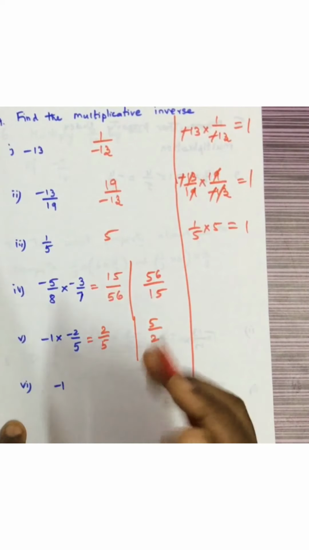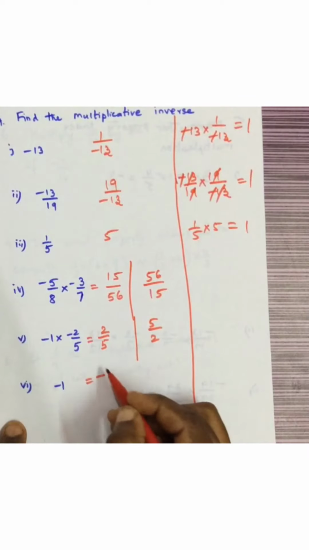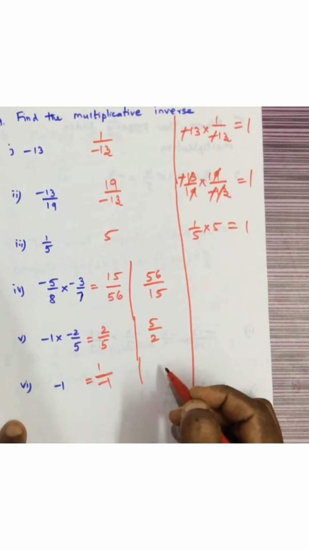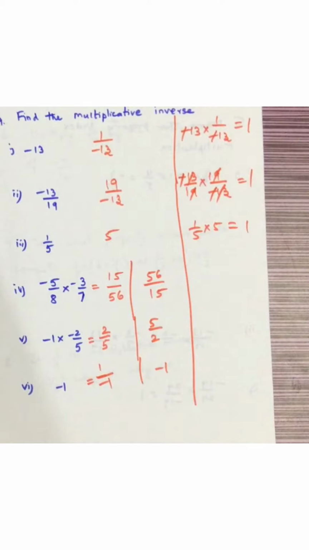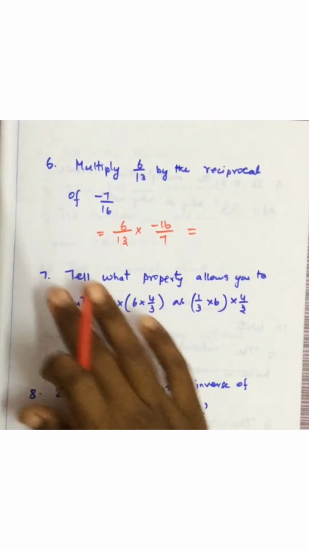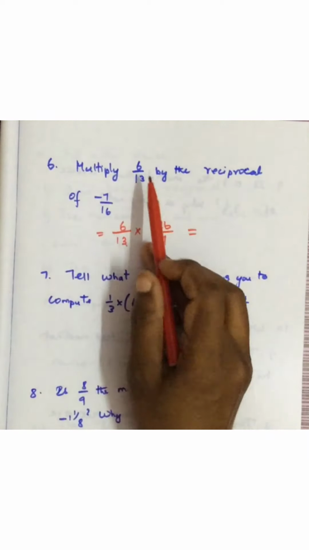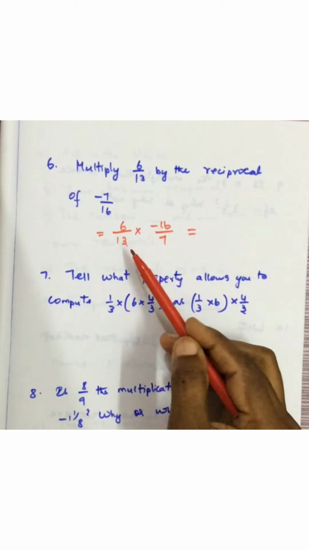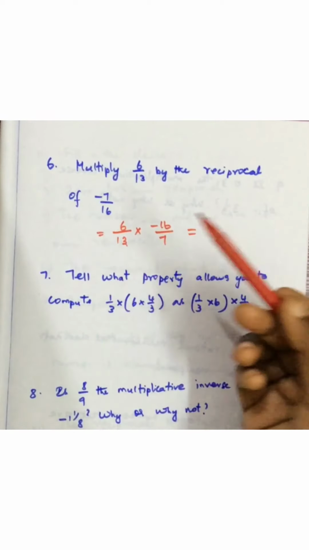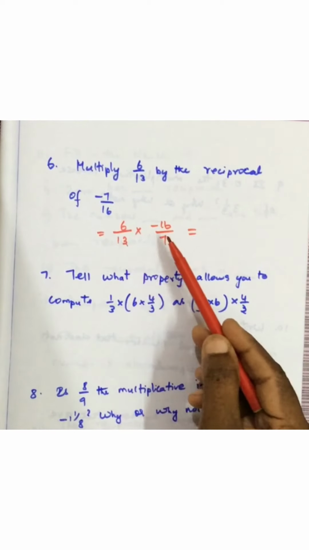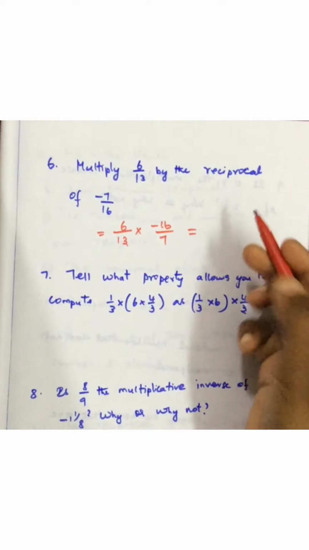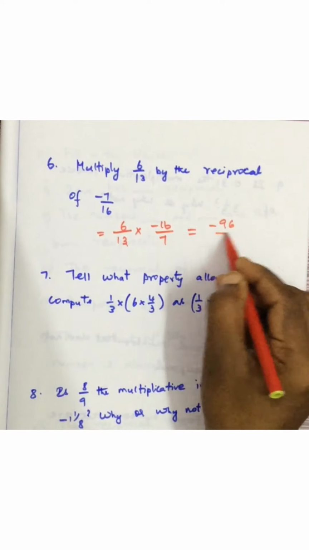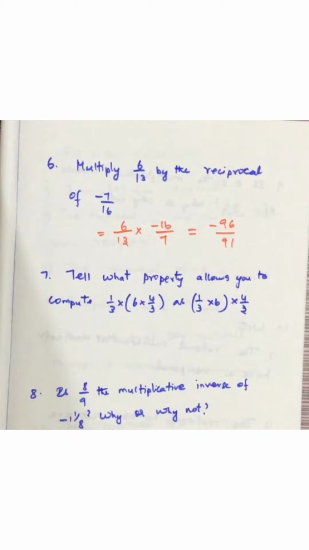This is 1. What is the inverse of minus 1? It is 1 divided by minus 1, which is the same as minus 1. Okay, here you can make a note: the number and its multiplicative inverse are the same for minus 1. So the sixth problem is: multiply 6 by 13 by the reciprocal of minus 7 by 16. 6 by 13 is here, multiplied by the reciprocal of minus 7 by 16, which is minus 16 by 7. So the answer is minus 96 divided by 91.